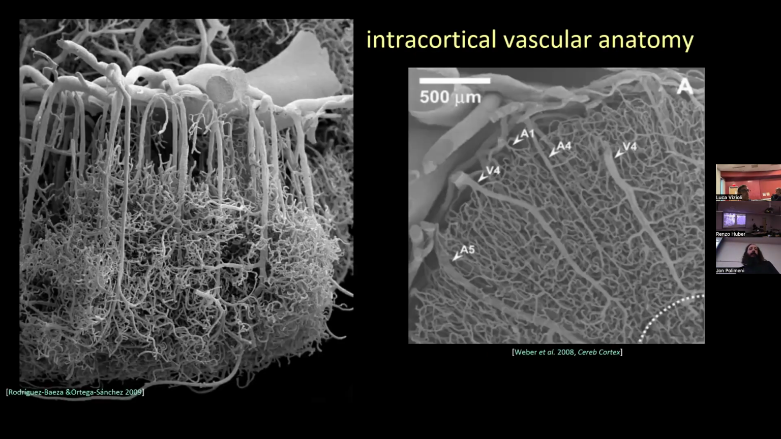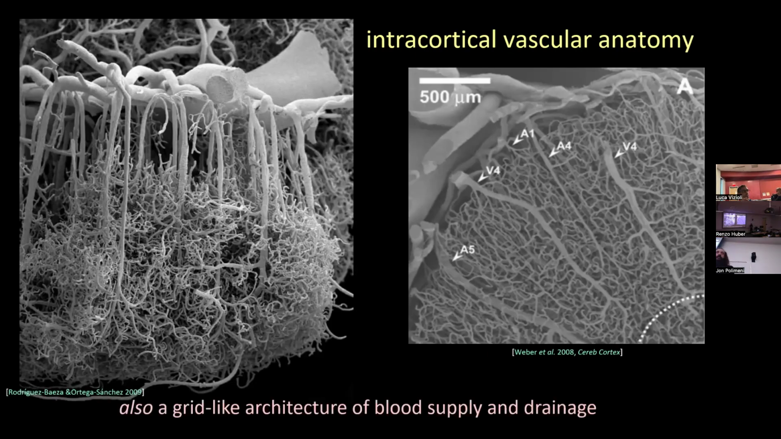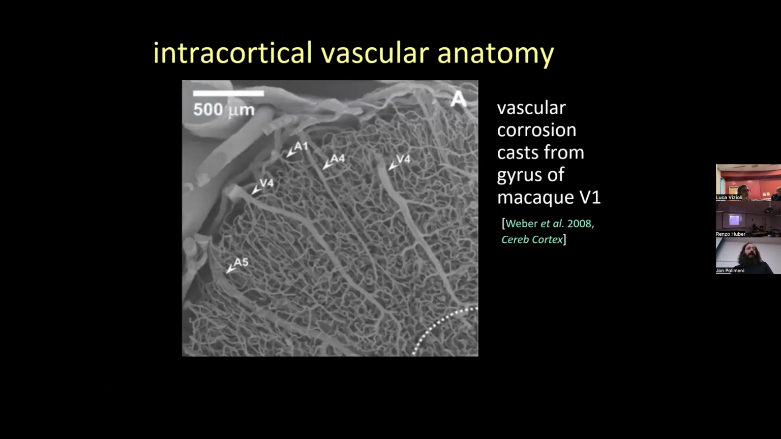And so also we have really intricate intracortical vascular anatomy. I showed you in one of the earlier slides a sort of grid-like structure of the layout of the neurons. We also see kind of a grid-like architecture of blood supply and drainage in the cortex. So again, intracortical vascular anatomy, just to orient you, we have these large pial veins that drain deoxygenated blood from large cortical domains.